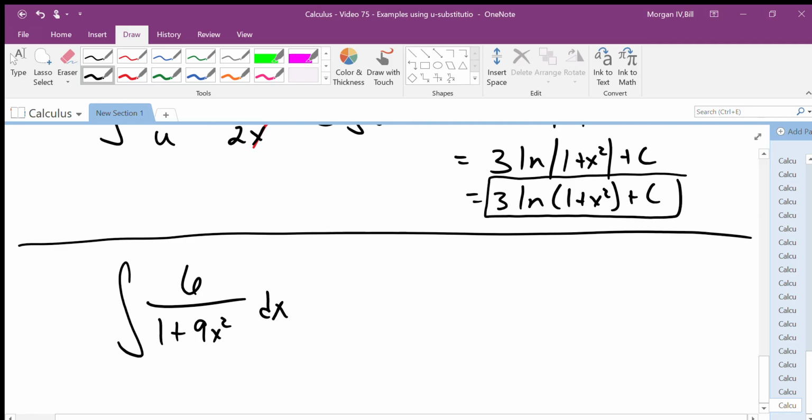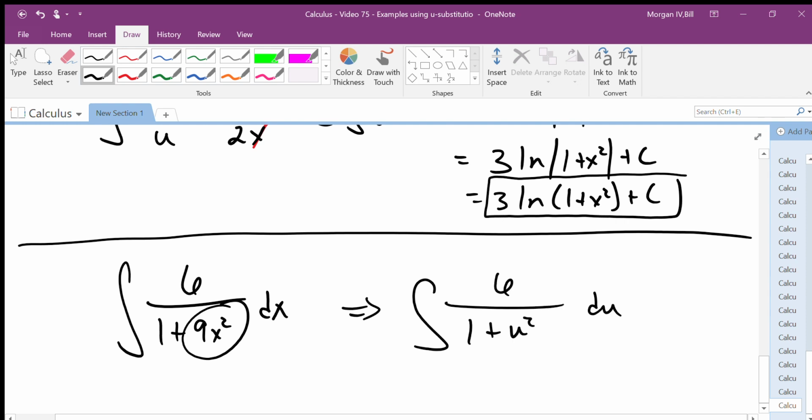It still looks like an inverse tangent answer to me. It's 6, not 6x on top. But I don't want this part right here, this 9x squared. I need that to be just x squared, which it's not. So what I'm going to do is try to force that to be just something squared. In this case, I want it to look like 6, or some constant, over 1 plus u squared, and then I'll do du. So I need to pick a u such that u squared is 9x squared.